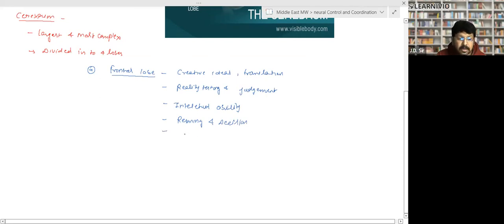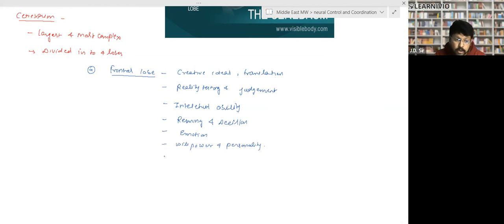Next, expression of emotion. Those people who are actors or actresses have a more developed frontal part. Expression of emotions. Next, willpower and personality. It all depends on the frontal lobe. The most important part of the brain is the cerebrum. Out of the cerebrum, the frontal lobe is one of the most important parts, right?